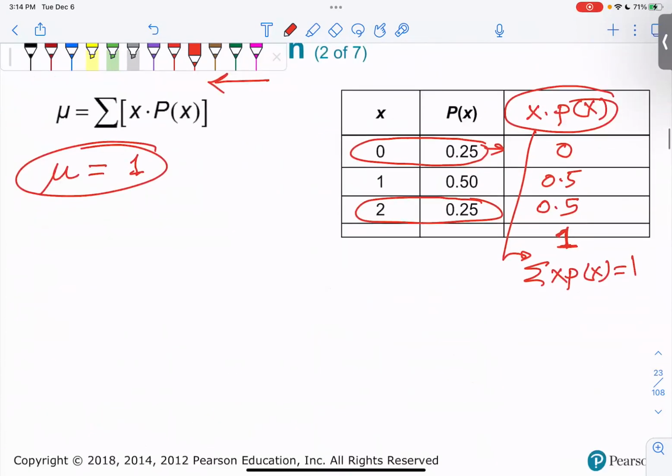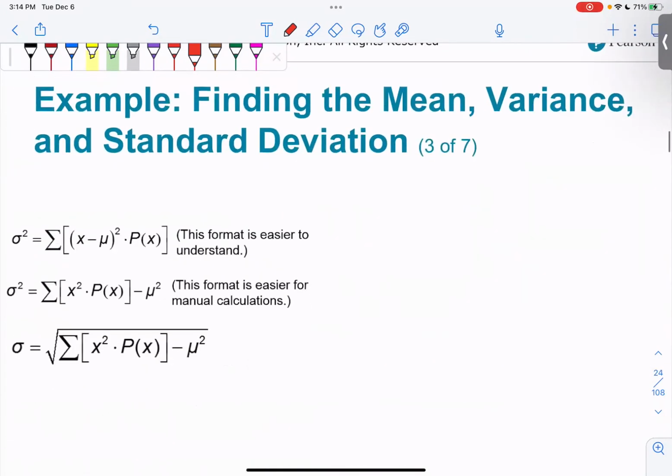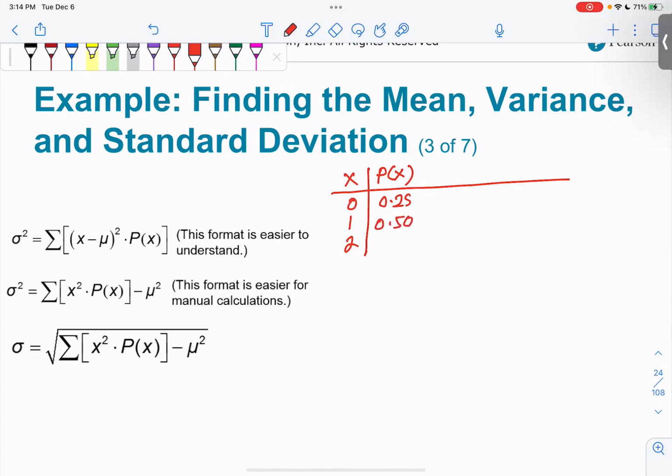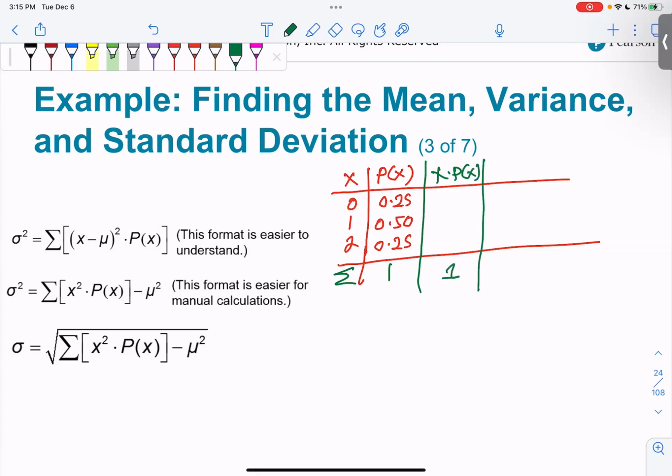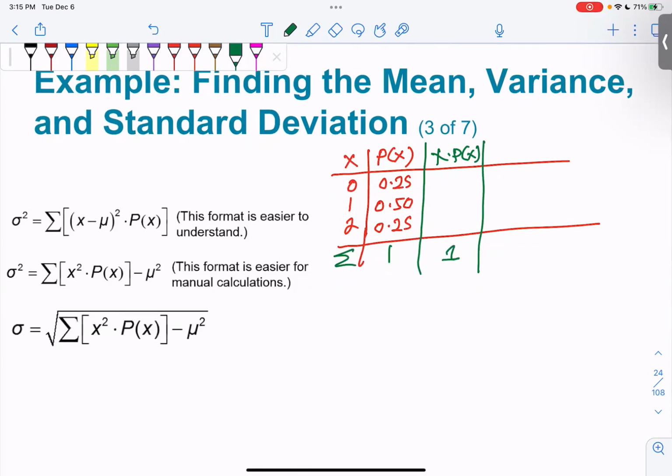For variance, we can use either formula. Let me write them down here. So we have x, and we have probability of x. So we have 0, 1, 2, with 0.25, 0.5, 0.25. And we did say the summation here equals 1. And then we find x times p(x), and we got this is 1. But now let's see what we have in this one. So let's use the first formula.